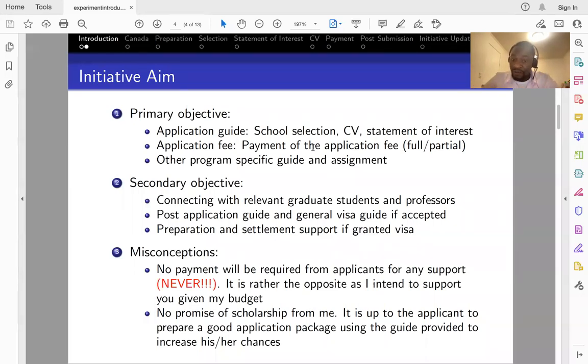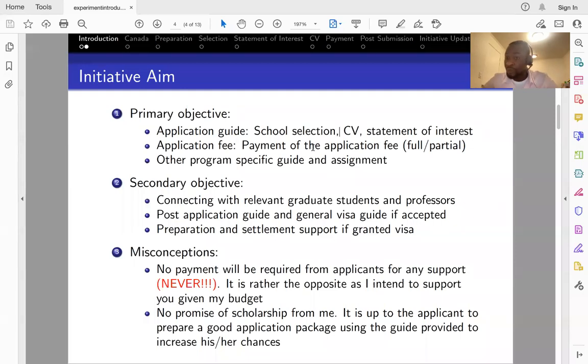The secondary objective of this program is, if, for instance, you identify a professor or a student and you are finding difficulty connecting with that person, you can contact me, or you can contact my colleagues, and we can try as much as possible to see how best we can get in touch with those students or those professors, if we can, just so they can be of help. As I pointed out, the visa application and whatnot has been touched upon.